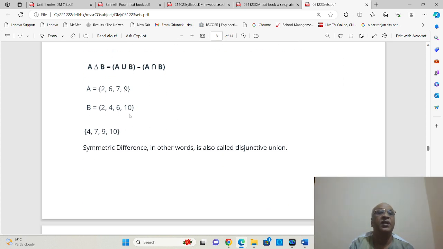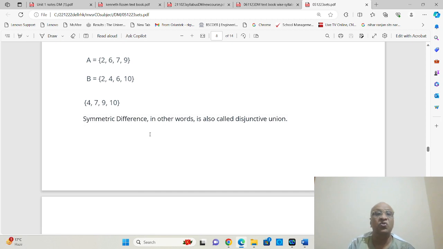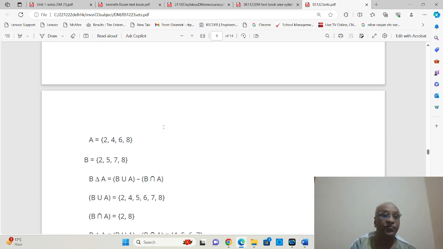Let us take A as a set consisting of the elements 2, 6, 7, 9. B is a set consisting of the elements 2, 4, 6, 10. Okay. So what is the symmetric difference? The symmetric difference is 4, 7, 9, 10. Symmetric difference is also called the disjunctive union.